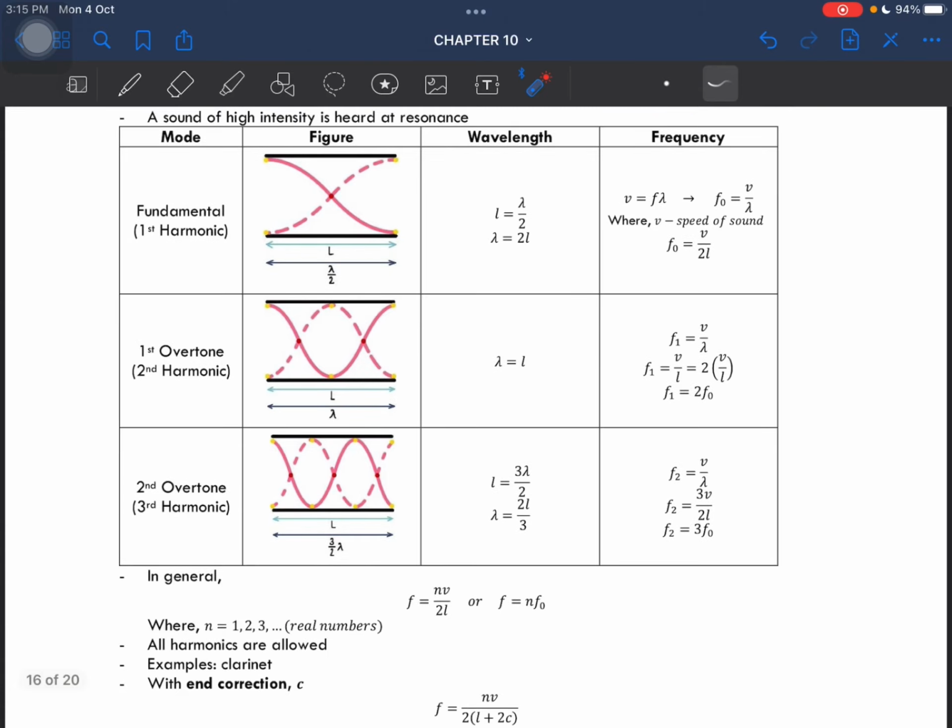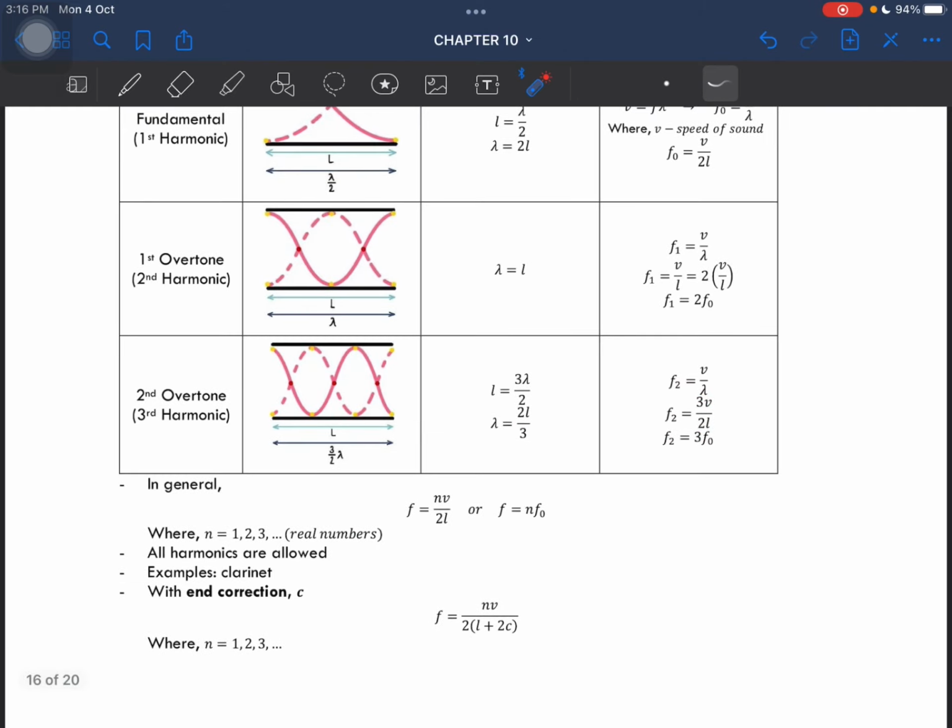Right, so now let's look at the first harmonic for the open pipe. For the first harmonic, the lambda is equal to 2 times the length of string, and we can again calculate it by using this formula. V here is the speed of sound. If we look at the second harmonic, the lambda is equal to the length of the string. So for this one, F is 2V over L. And then for the third harmonic, the lambda is equal to 2/3 of the length of string. And then we get this value here.